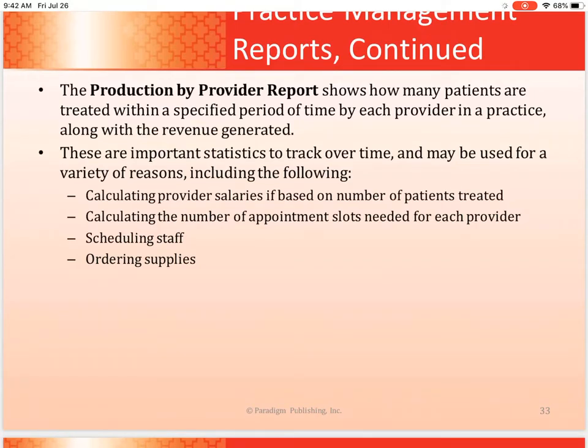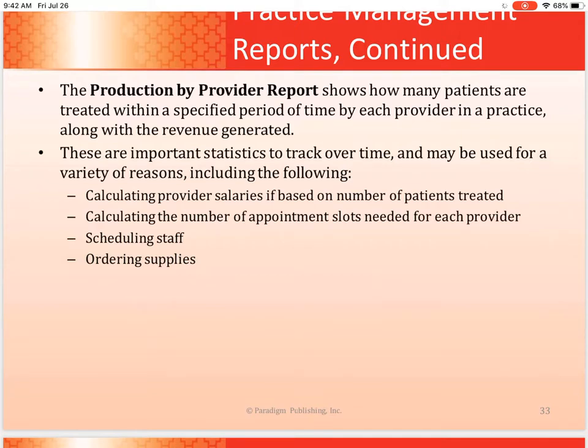So calculating provider salaries. If a provider salary at North Star Physicians is based partially or totally on how much revenue is produced by the provider, you would use the payments column to calculate the provider salary, since that is actual revenue that was received.